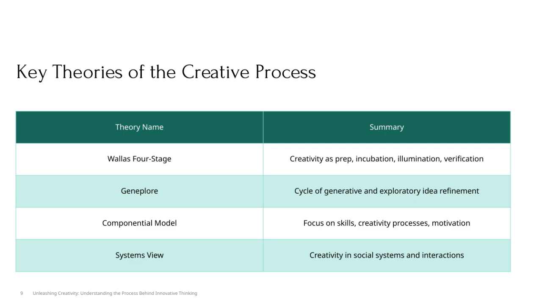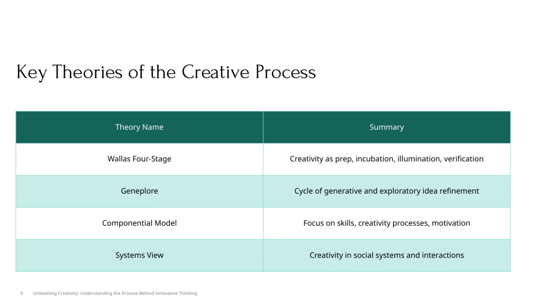Next, the Jean-Pleur model emphasizes a cyclical process between generating ideas and exploring or developing them further. This back and forth helps refine concepts over time. The componential model highlights 3 essential components: individual skills and expertise, the cognitive and creative processes themselves, and the motivation driving creative efforts. Without all 3, creativity might not fully emerge.